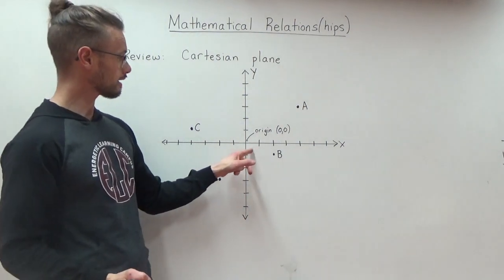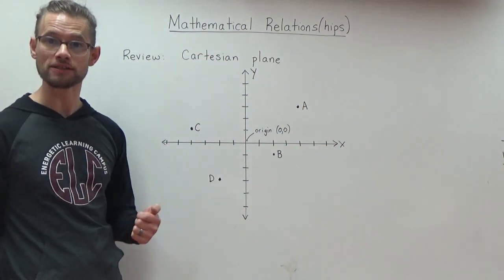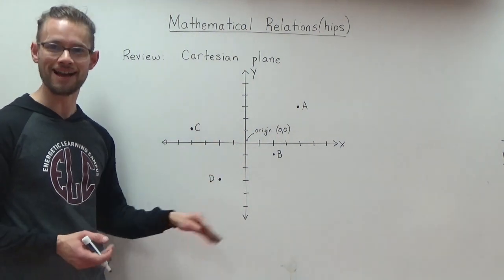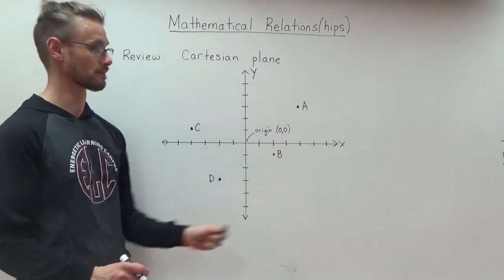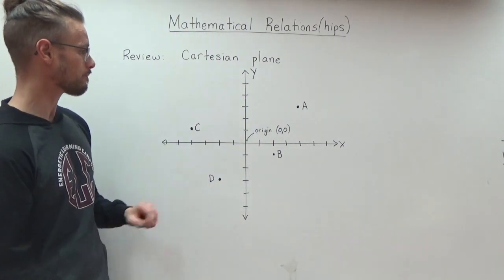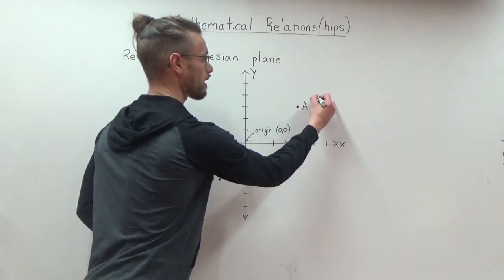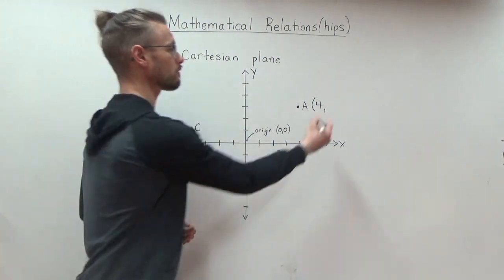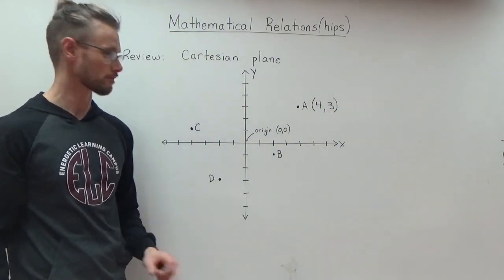So, anytime we count right or up, we're counting in a positive direction. Anytime we're counting left or down, we're counting in a negative direction. And we always do our x, or our horizontal movement, before our y. All right, so for this A point, we're counting 1, 2, 3, 4 points right. So my ordered pair would be 4, and we're counting 1, 2, 3 units up. So that is the ordered pair for 3.